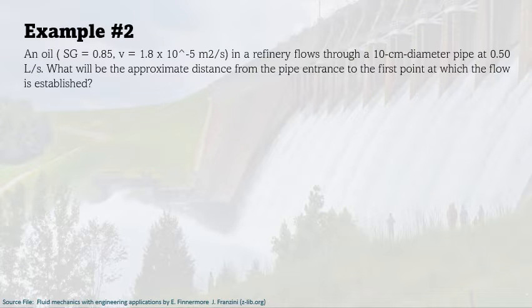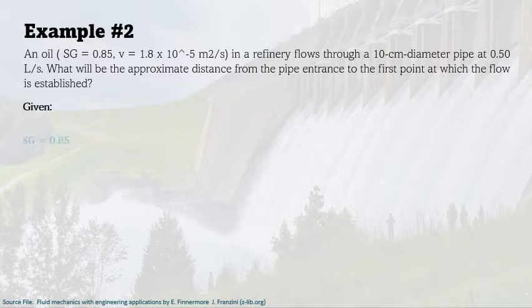So let's have another example for us to better understand this idea of hydrodynamic entry length. We have the same problem as example number 1, it's just that we are now looking for the approximate distance from the pipe entrance to the first point at which the flow is already established.